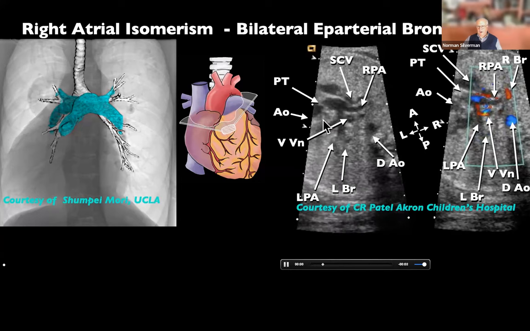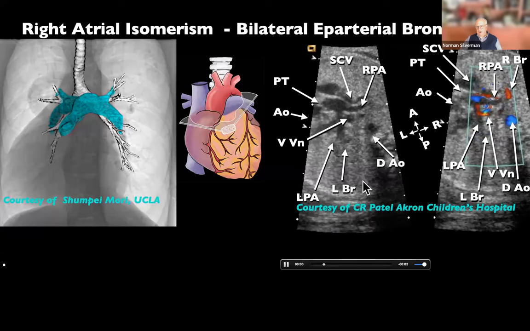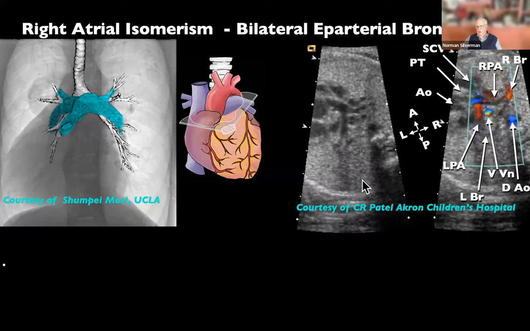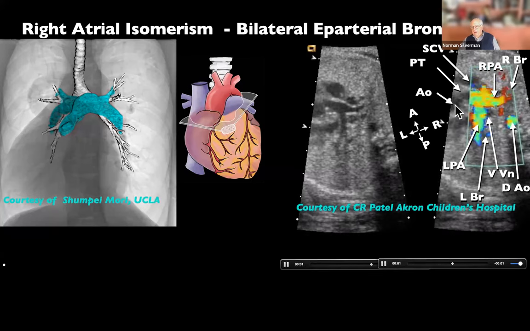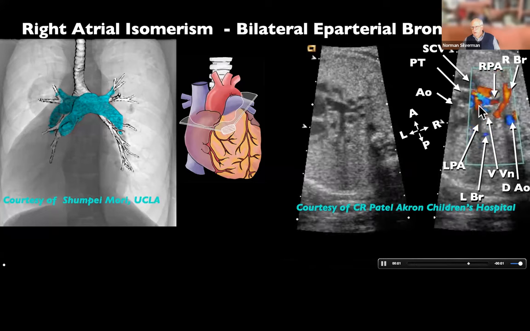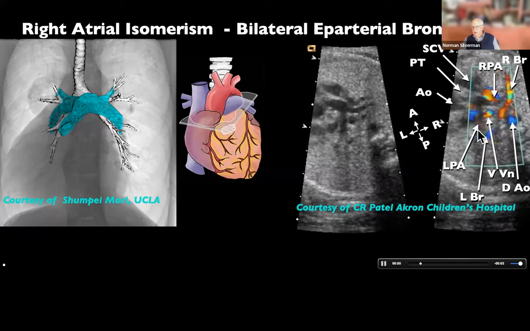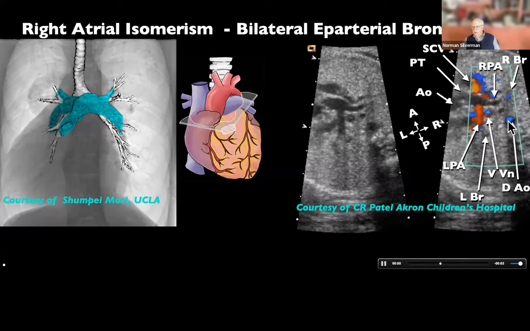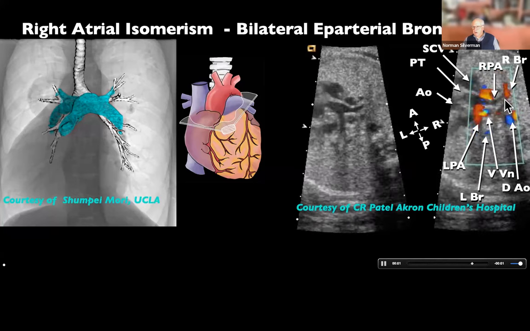But we're looking here at the pulmonary trunk, the superior caval vein, the right and left pulmonary arteries, and so on and so forth, and the vertical vein, just as we saw before, and descending aorta here. And when we look at the heart in color, you can see as we put on the color with a low frequency, we can see the flow in the pulmonary arteries, but we can also see the flow in the tracheobronchial tree. And here is the right bronchus that you can see here.